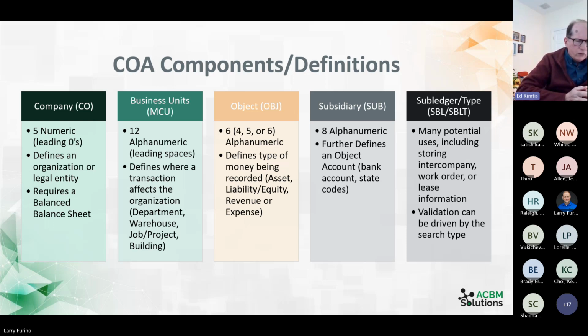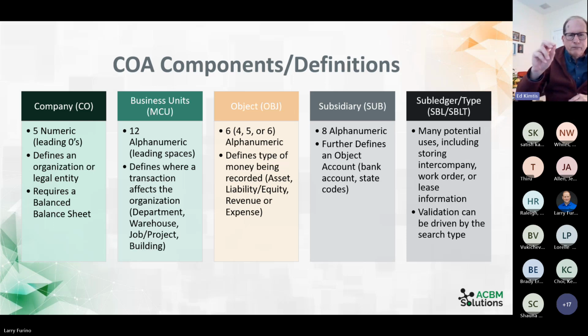We try to limit the usage of the subsidiary to where it's going to be really helpful, because subsidiary by itself doesn't have category codes, doesn't have tables. It's difficult to report on. So it's really the object subsidiary combination that is your account. But some examples of where we find it helpful would be like bank accounts or state codes.